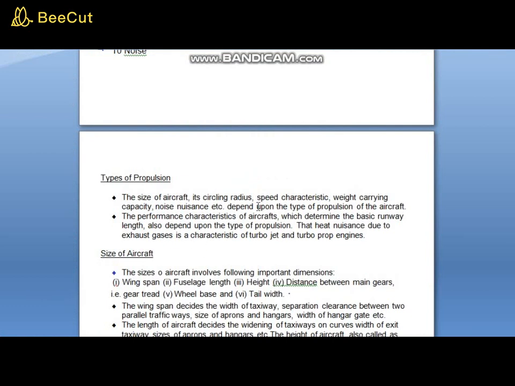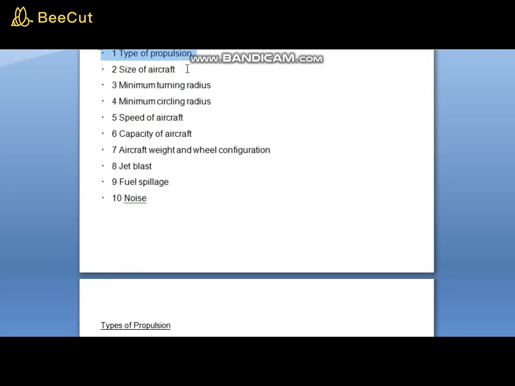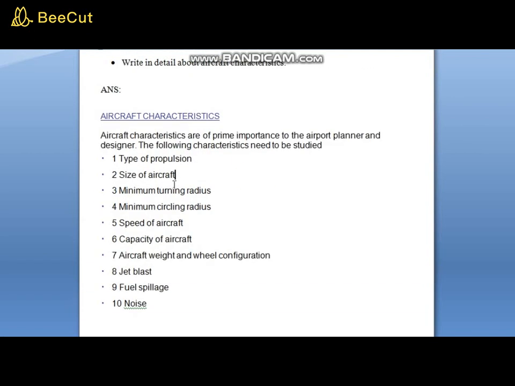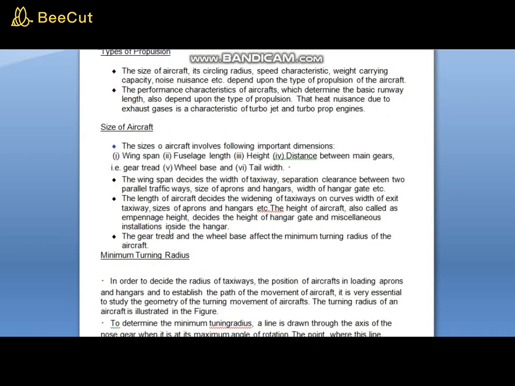The performance characteristics of aircraft which determine the basic runway length also depend upon type of propulsion. The heat nuisance due to the exhaust gases is a characteristic of turbojet and turboprop engines. The next is size of aircraft. Propulsion is nothing but the engine. Okay. The next, size of aircraft. The size of aircraft serves the following things.